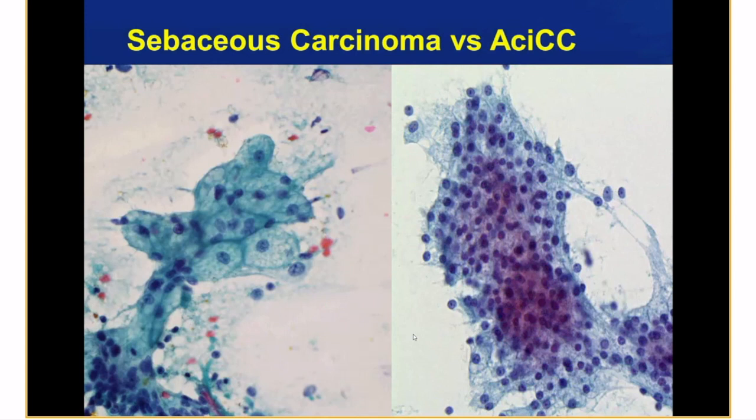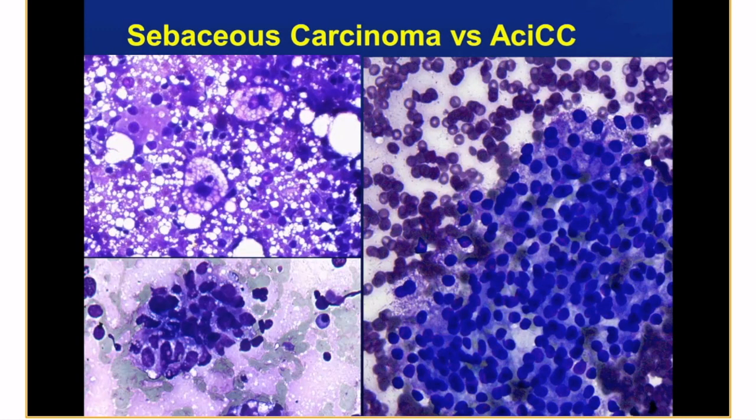Sebaceous carcinoma versus acinic cell carcinoma, these two can be difficult to distinguish because sebaceous carcinoma also has very prominent vacuolated cytoplasm. On the Diff-Quik, sebaceous carcinoma can have a lot of lipid droplets in the background, and very prominent vacuolated cytoplasm.